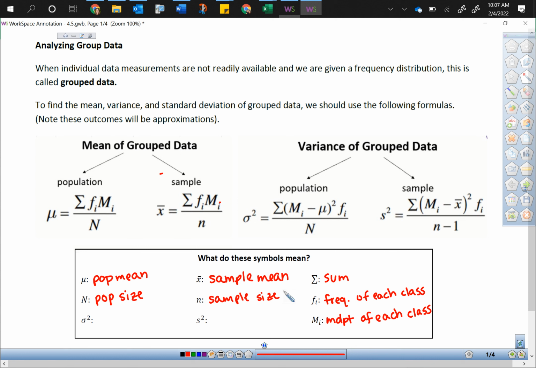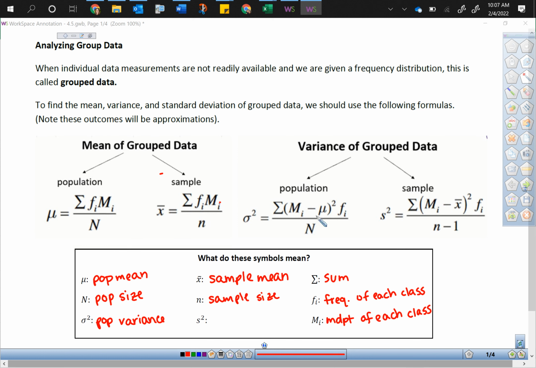Now let's look at the variance. What does sigma squared stand for? Sigma squared. Population variance. Population variance. Now to find the population variance, we are going to take the sum of the midpoint minus the mean, squared, times the frequency, and divide it by the population size.